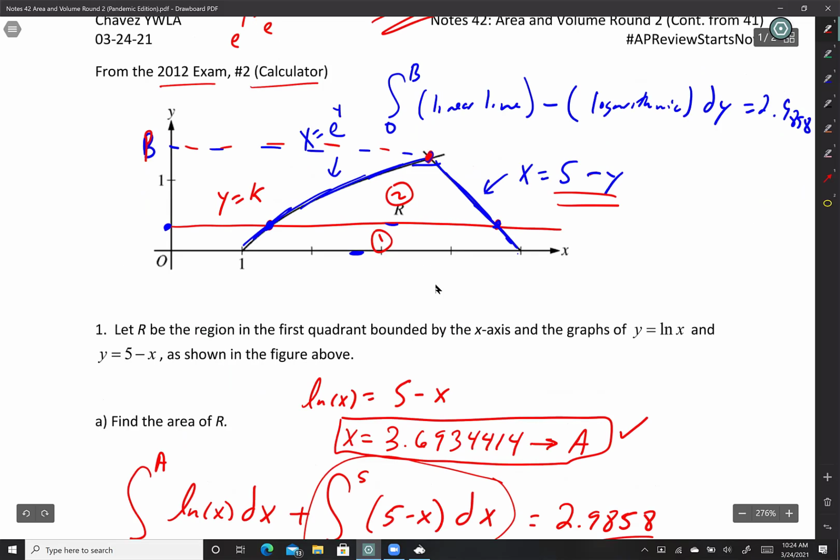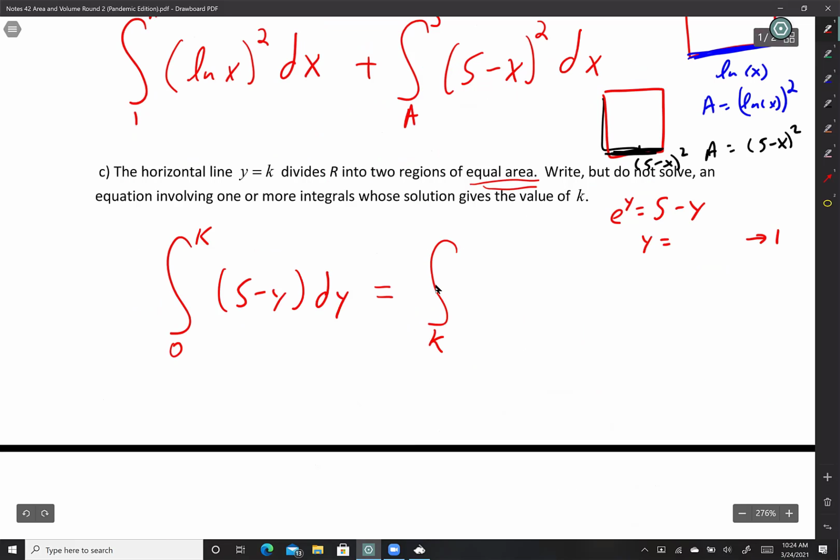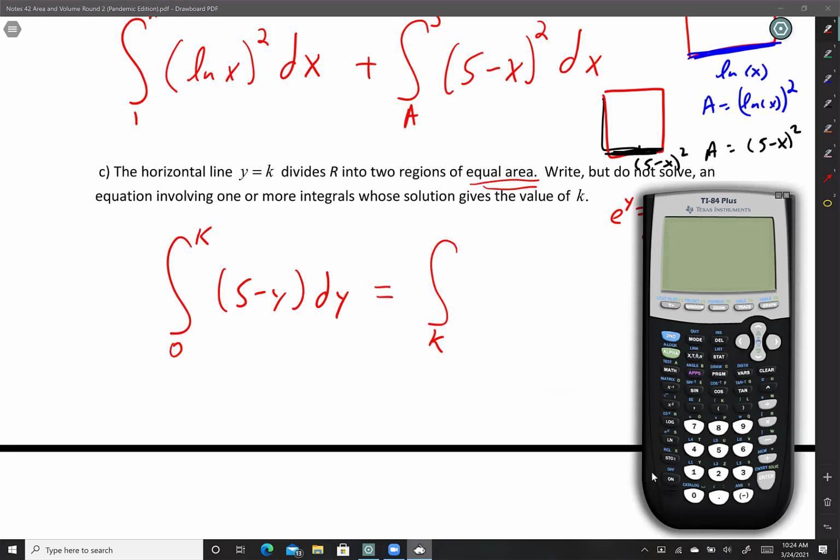So here's how you find it. It's very simple. You already found it earlier, actually. e to the y equals 5 minus y. And then I'm going to say, well, y is. And then I'm going to put an arrow, and I'm going to put it into b. So I'm going to go back to my calculator. I already have it, guys.